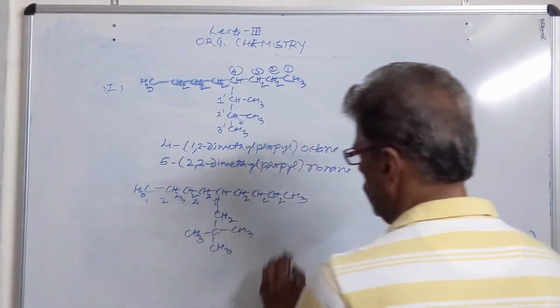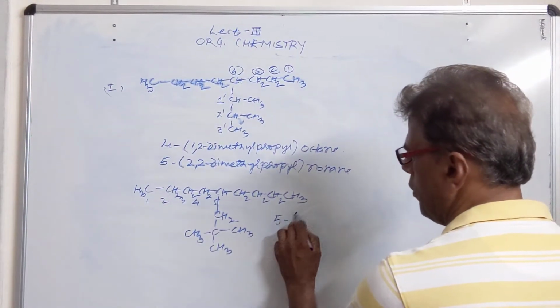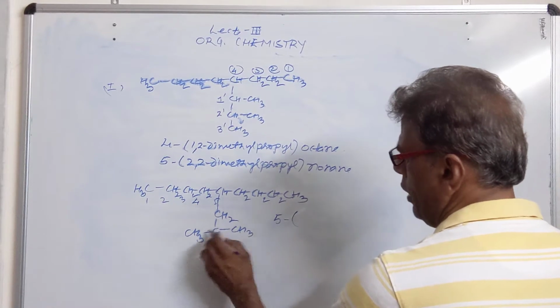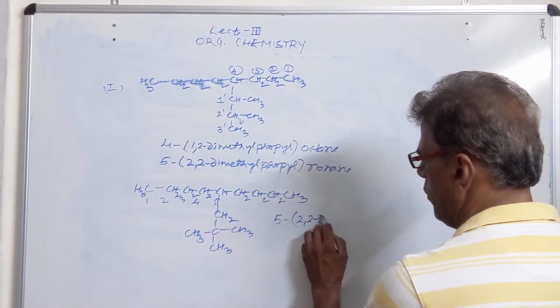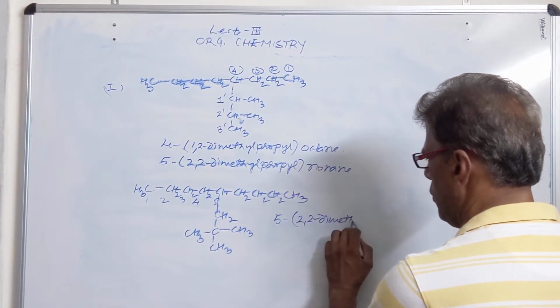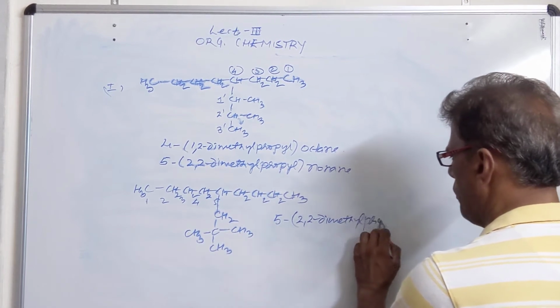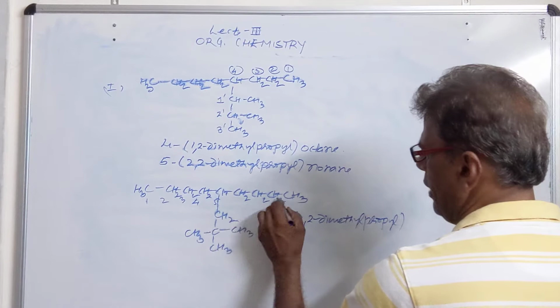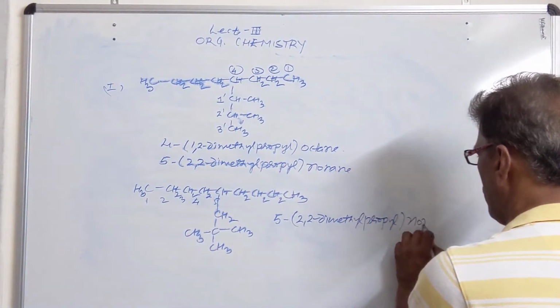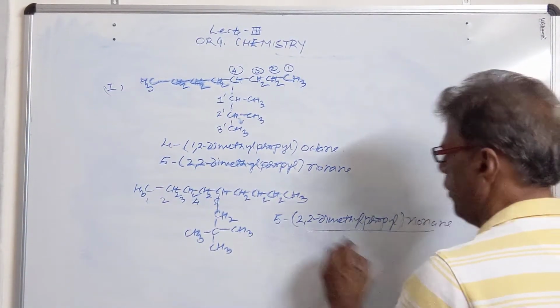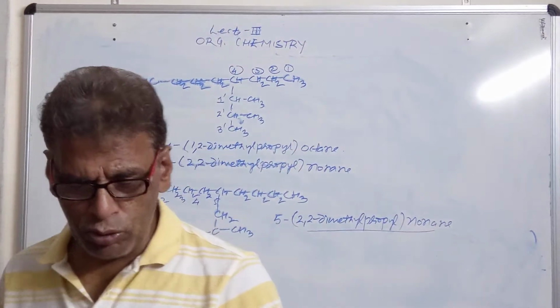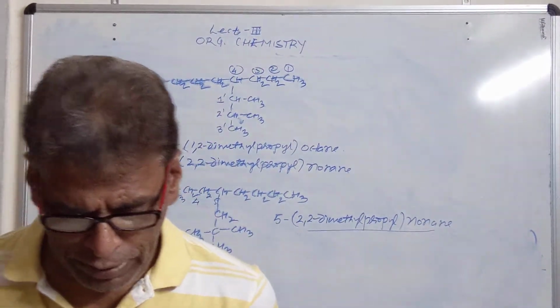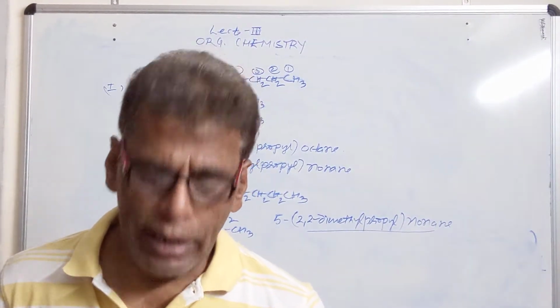Now this is 5. This is propyl, 2,2-dimethyl propyl. Then we have 6, 7, 8, 9 nonane. So this is the way to number and name the branched alkyl groups.